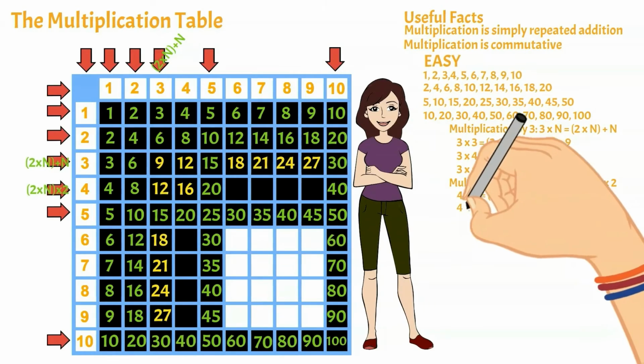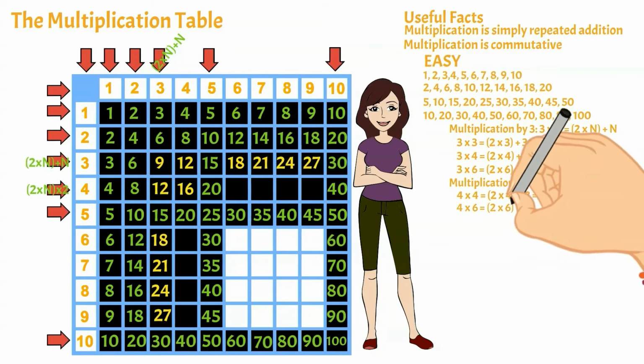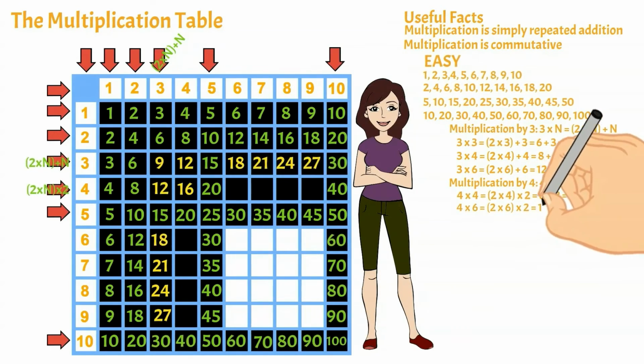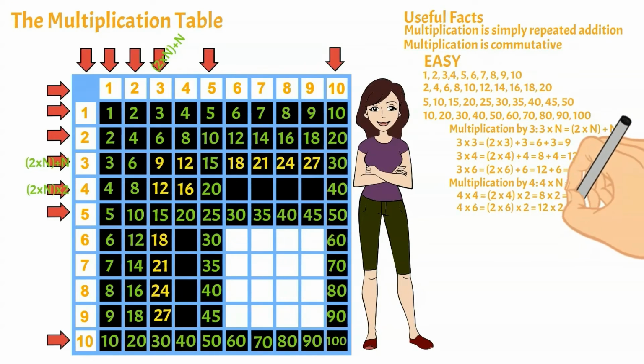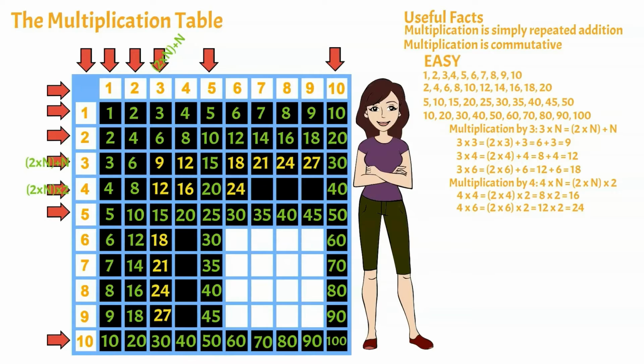Next, 4 times 6 equals 2 times 6 times 2. This is equal to 12 times 2, which is equal to 24. Next, 4 times 7 equals 2 times 7 times 2. This is equal to 14 times 2, which is equal to 28.